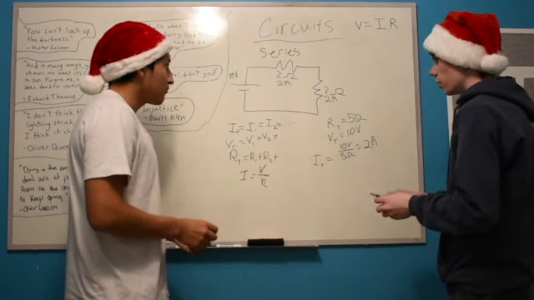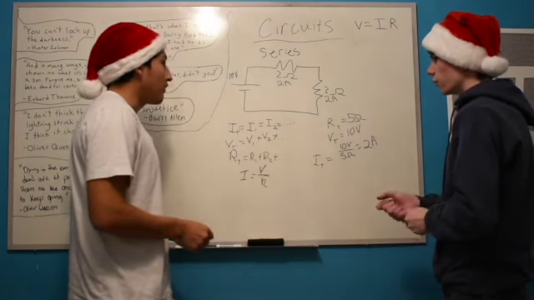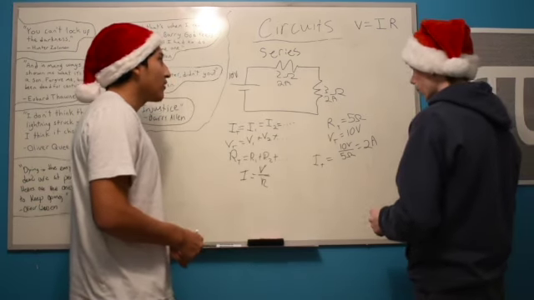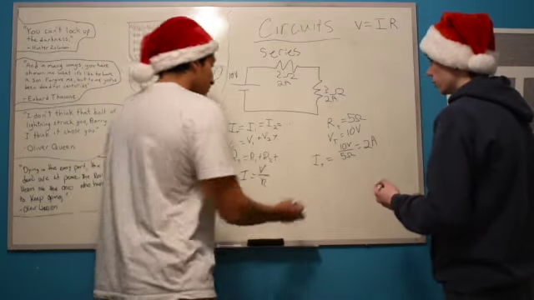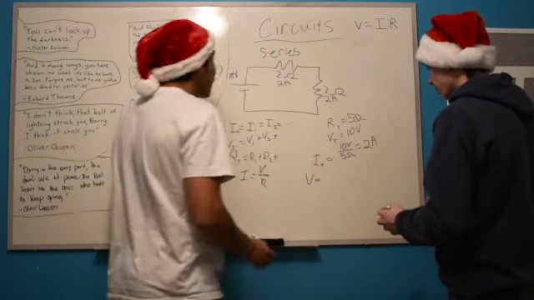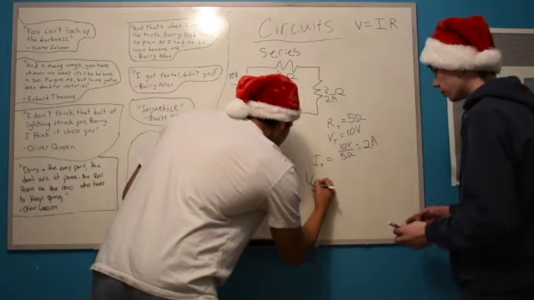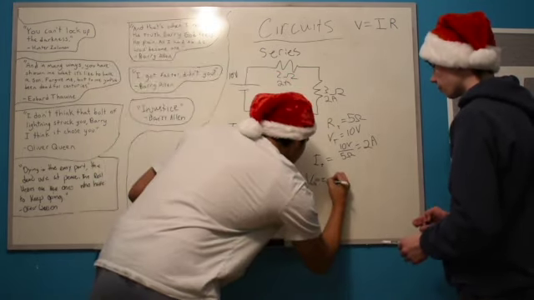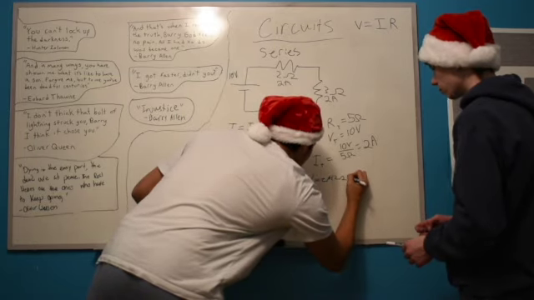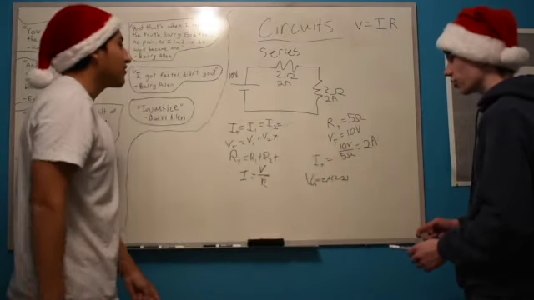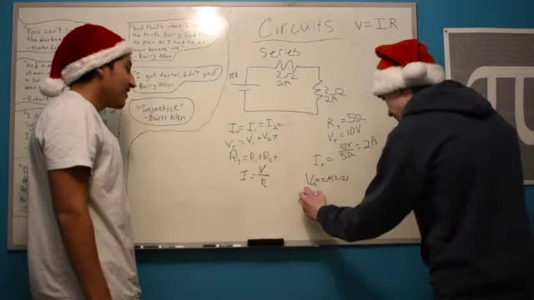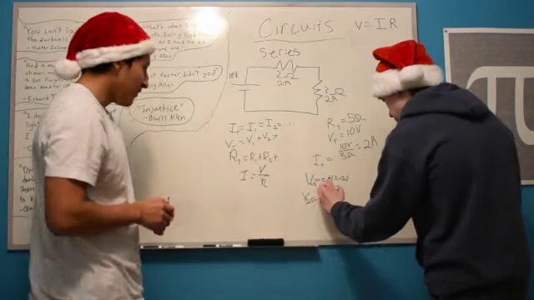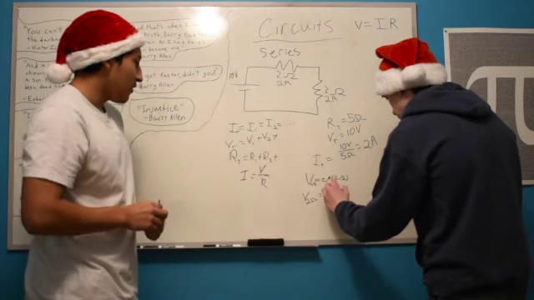You can use that to find the voltage for each of them. V equals IR. The voltage of the 2 ohm resistor would be the current, 2 amps, times the 2 ohms. So the voltage at the 2 ohm resistor is equal to 4 volts.